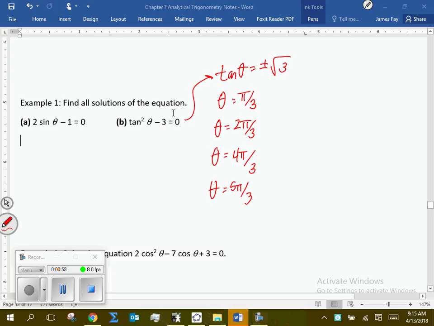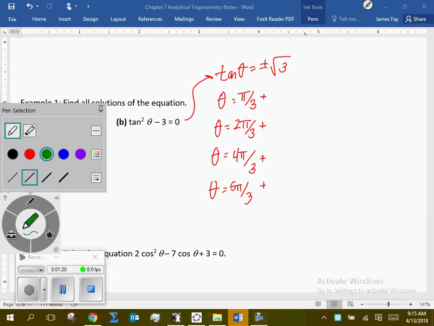Now, in order to find the infinite other solutions, what we need to do is add the period of the trig ratio times k. So what is the trig ratio that we're interested in here? Which one did we use? We used tangent. So what's the period of tangent? Pi. Okay, so we add pi. But when we add pi, that just gets the next solutions, right? It doesn't get all of them.